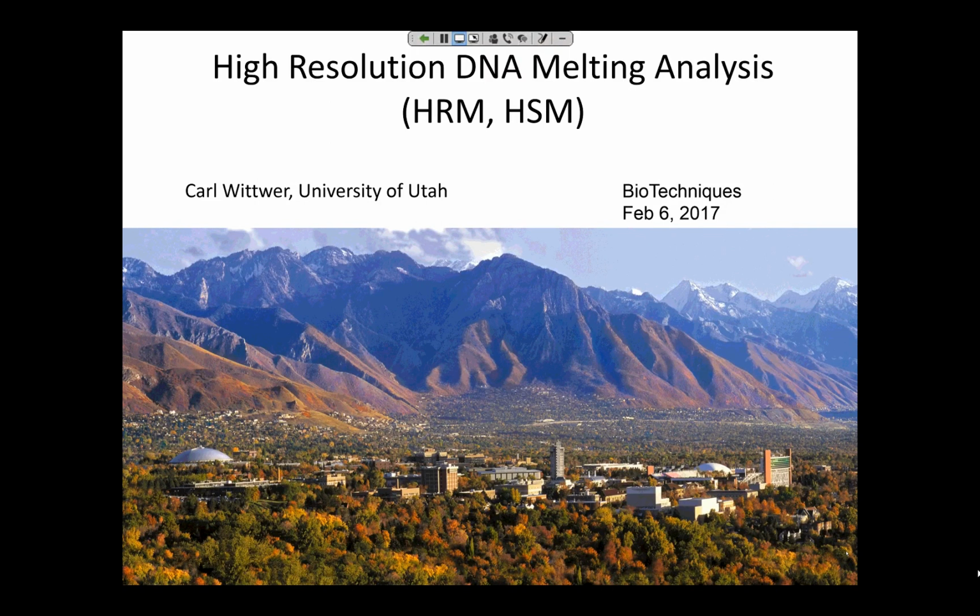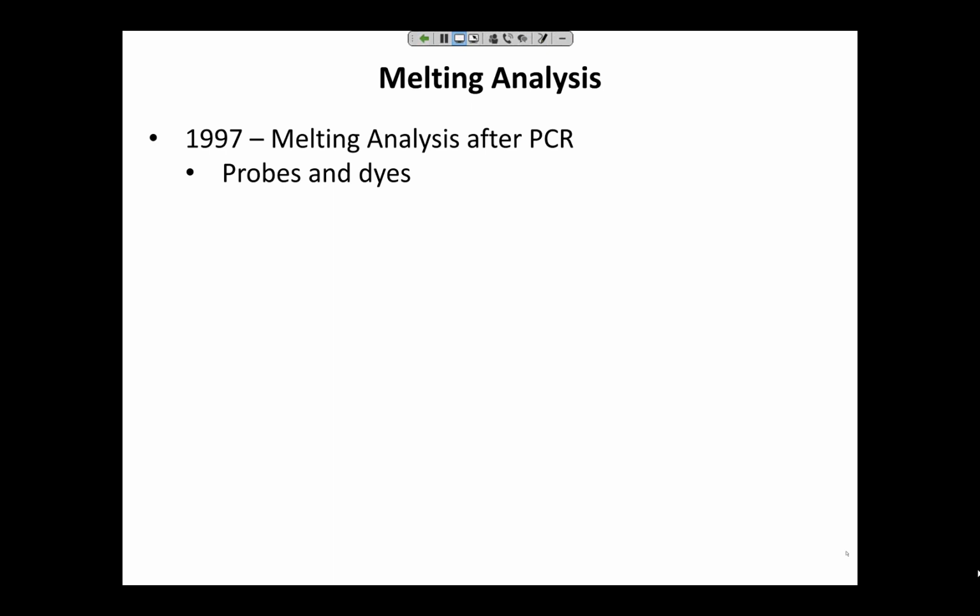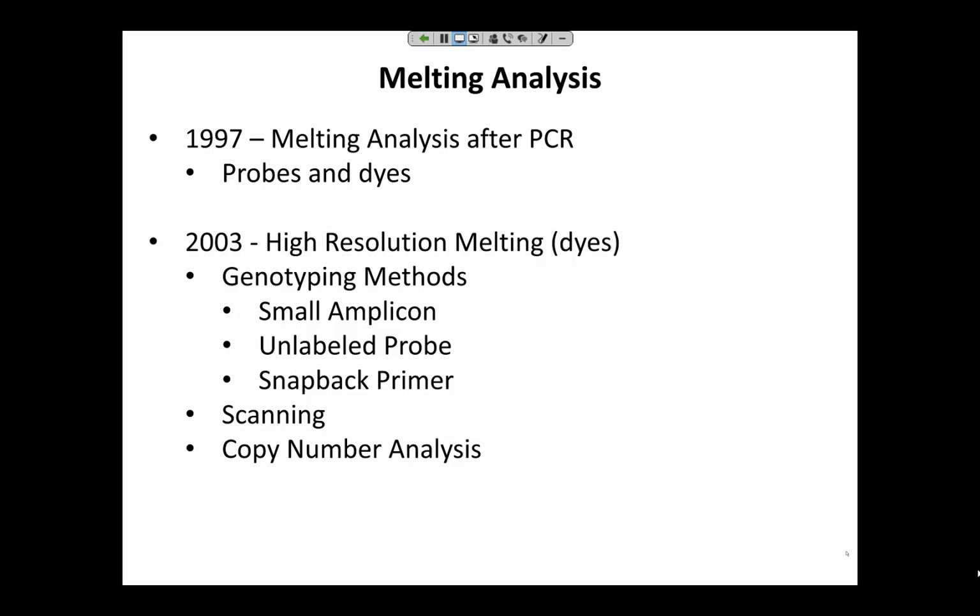So melting analysis has a short history. In terms of looking at melting analysis in the context of PCR, melting analysis really was combined with real-time PCR in about 1997. And it was done so both looking at probes, the melting of probes, and also the melting of dyes. We'll spend most of the time talking about high-resolution melting, looking at melting analysis in a high-resolution mode. And that really began around 2003 or so.